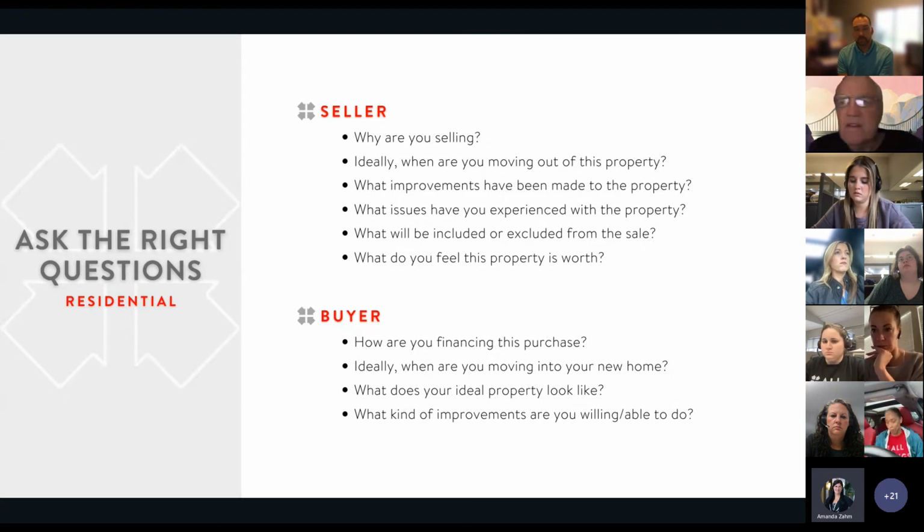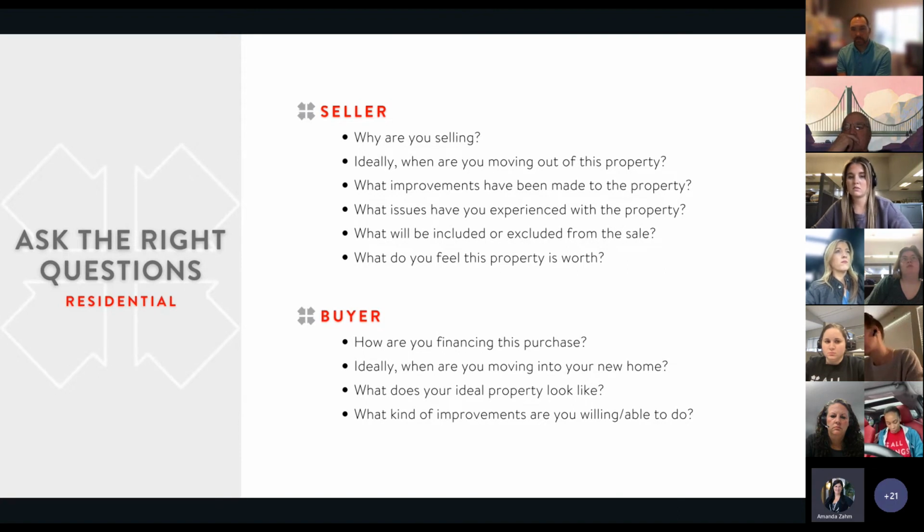Any issues that they've experienced with the property and what they want to include. I also like to ask, what do you feel this property is worth? Just to get a feel for their expectations of how the negotiations and the entire transaction is going to go.